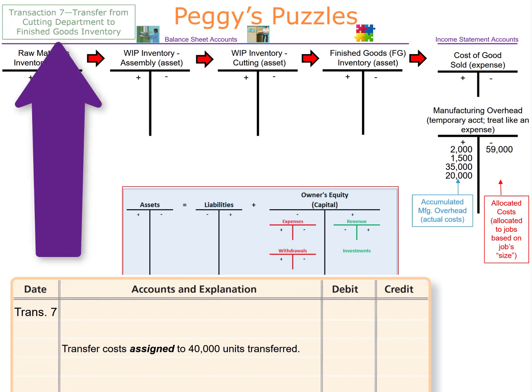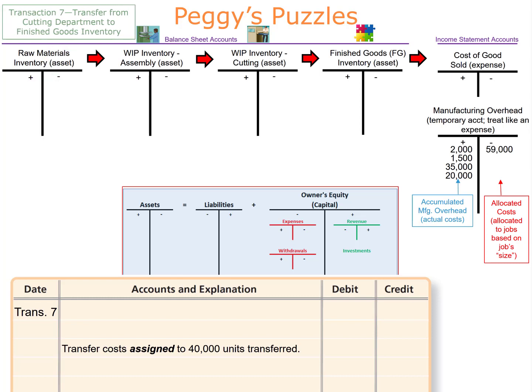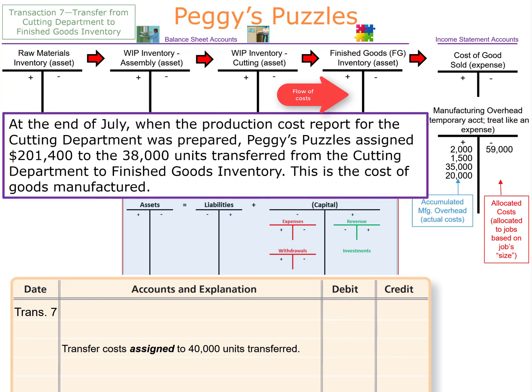Next is transaction 7. In this transaction, we're going to transfer puzzles from the cutting department, because they are completed, to the finished goods inventory account, also known as the warehouse. At the end of July, when the production cost report for the cutting department was prepared, Peggy's Puzzles assigned $201,400 to the 38,000 units transferred from the cutting department to finished goods inventory. This is the cost of goods manufactured.